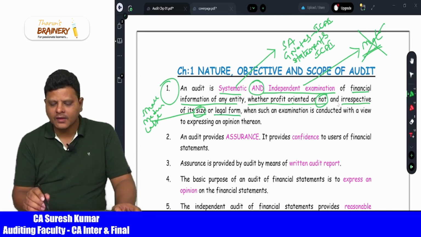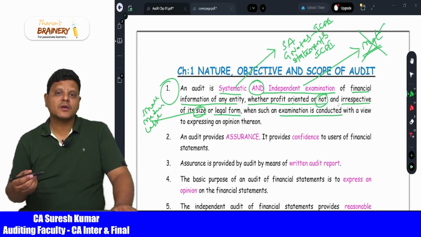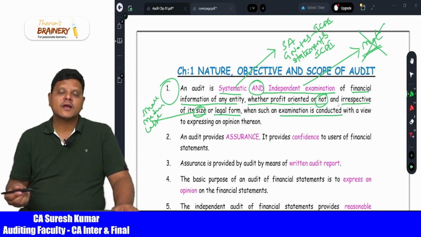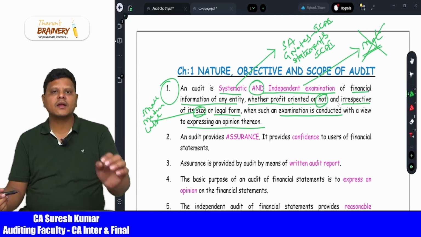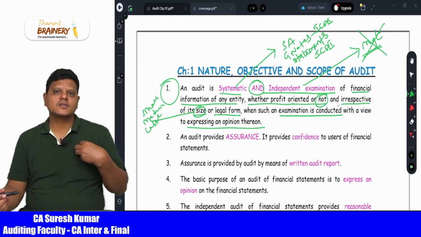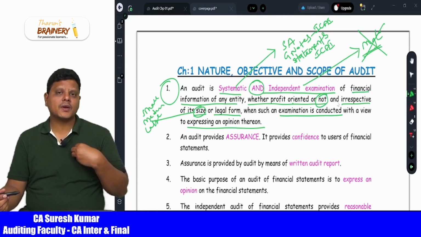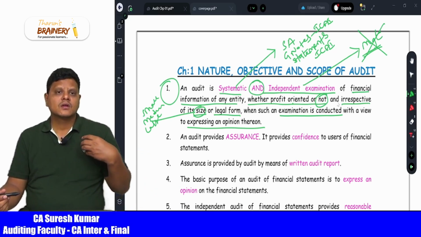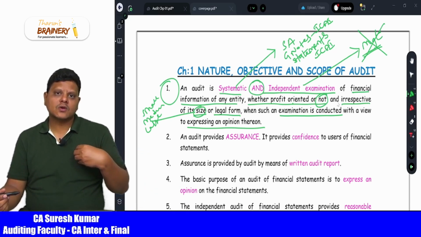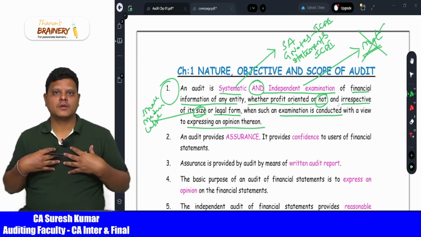Regarding legal form, why are you doing an examination of the financial information? Examination is conducted with a view to express an opinion. Now, the one-line summary of the entire discussion: an auditor is an independent person who does an audit using the standards on auditing, applicable to all kinds of organizations, profit motive or non-profit motive. The main object of the audit is to give an opinion on financial statements. That's my job as an auditor.